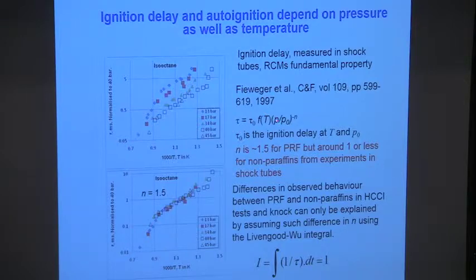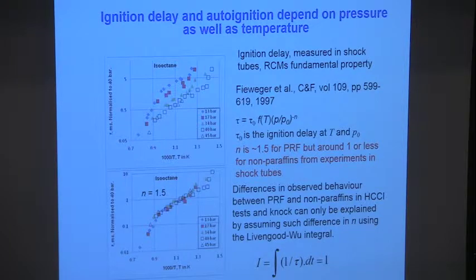So as you increase the pressure, ignition delay comes down. In this case, this data can be collapsed like this if you use n of 1.5. The important thing is, this is for isooctane. People have done these kinds of experiments for n-heptane.